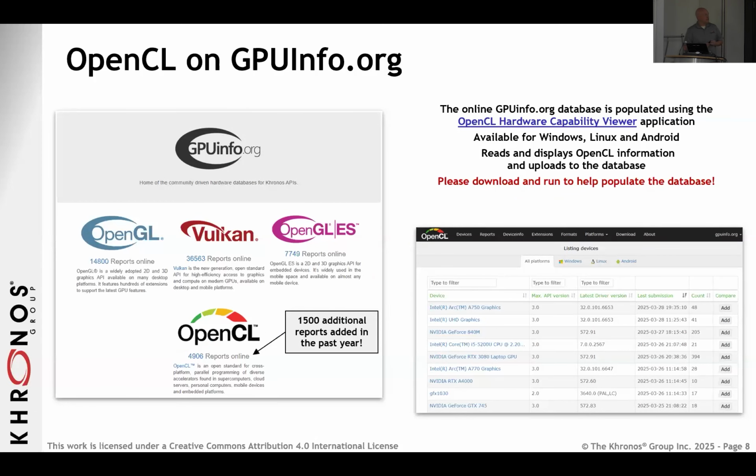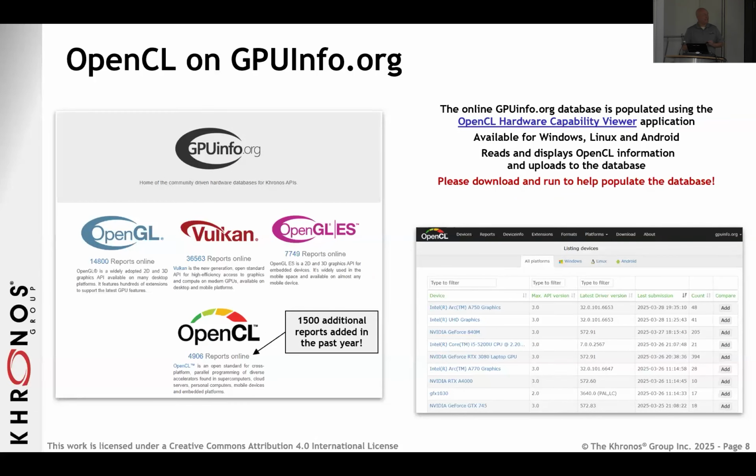We also continue to see robust traffic to the OpenCL device database on gpuinfo.org. We've added about 1,500 additional reports in the past year. Actually, we meant to check it this morning, but I didn't. We're getting awfully close to 5,000 reports in the database. So if we're not there yet, you could be the 5,000th report.